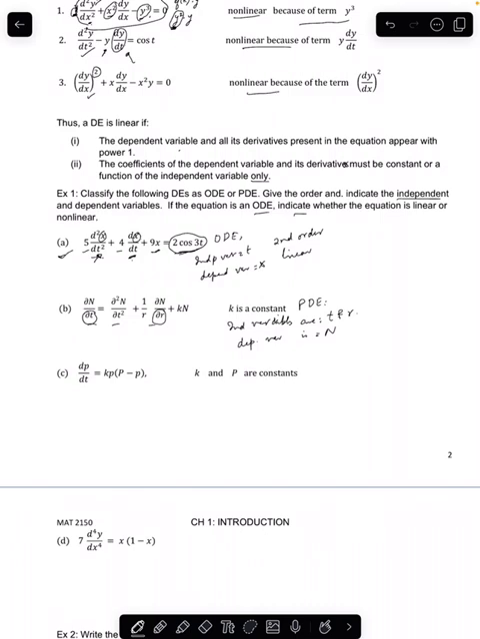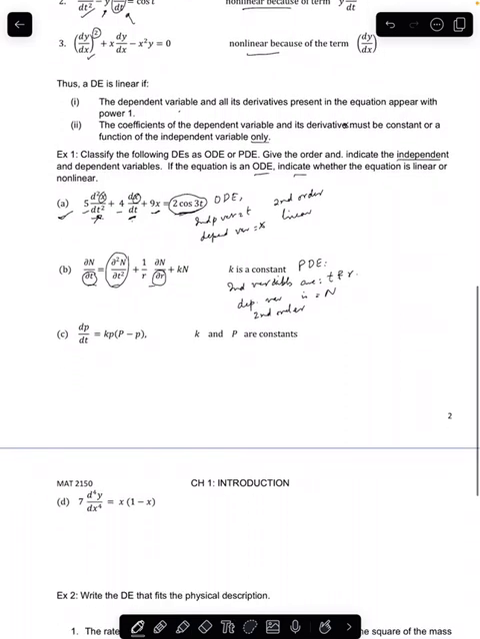So in this case we have to tell the order. Well, the highest derivative is the second. So again this is a second order differential equation. But now in this one we cannot talk about linear or non-linear. So that's all we cannot tell.